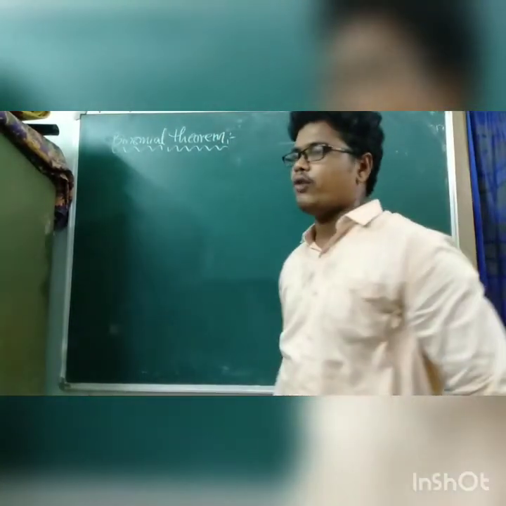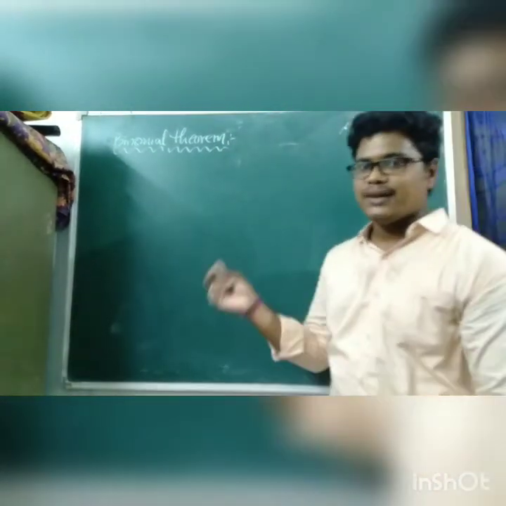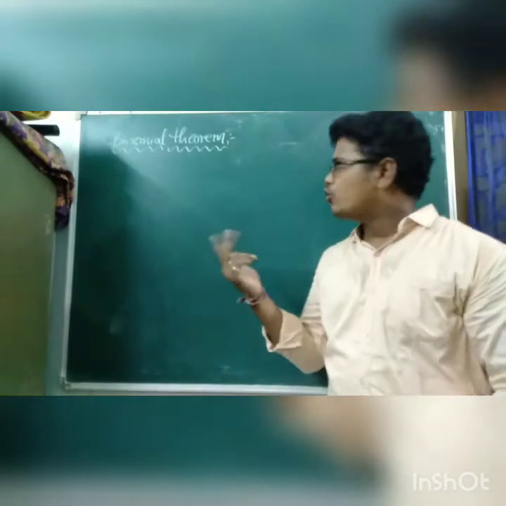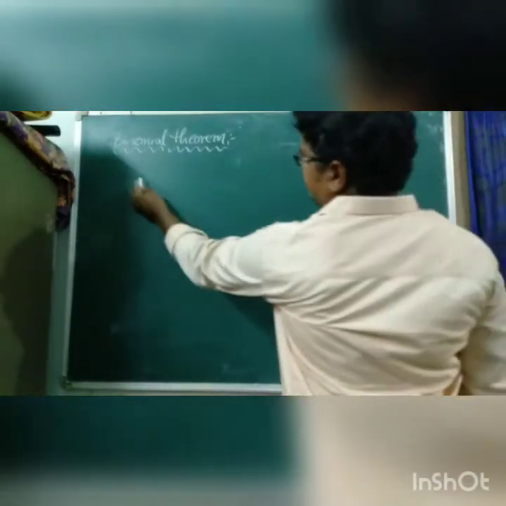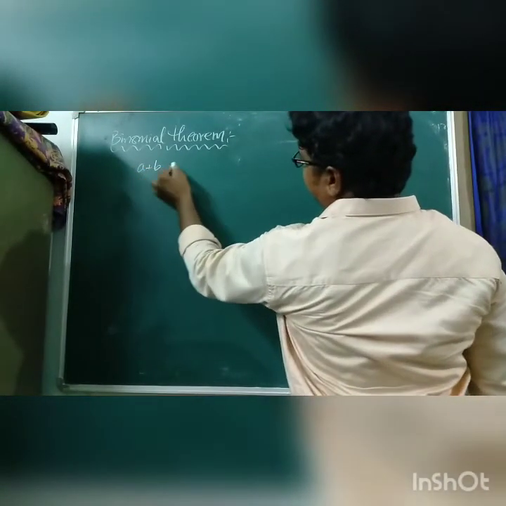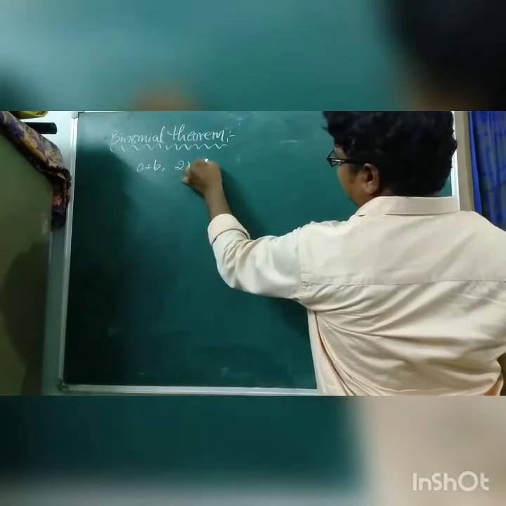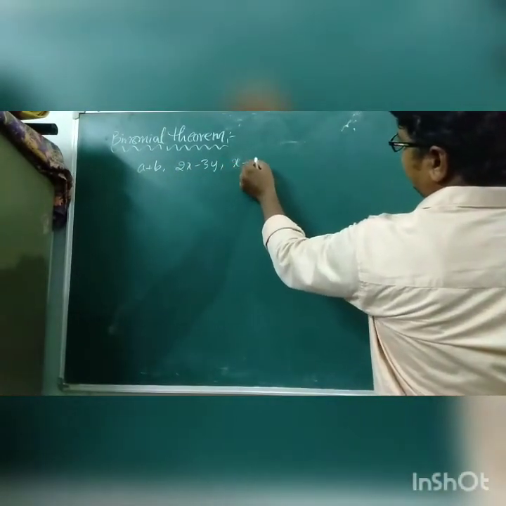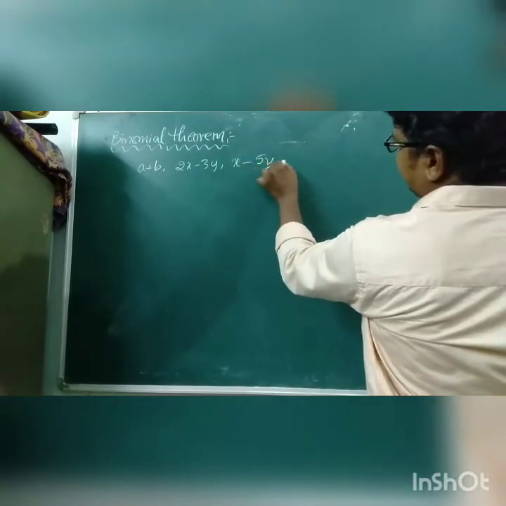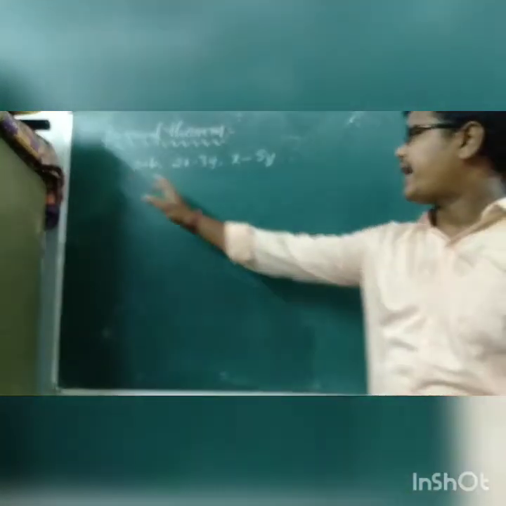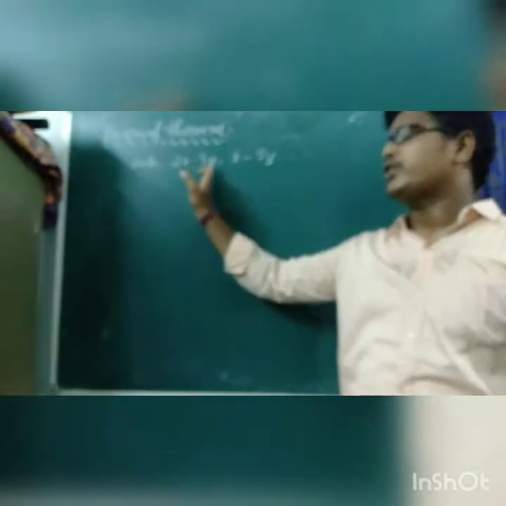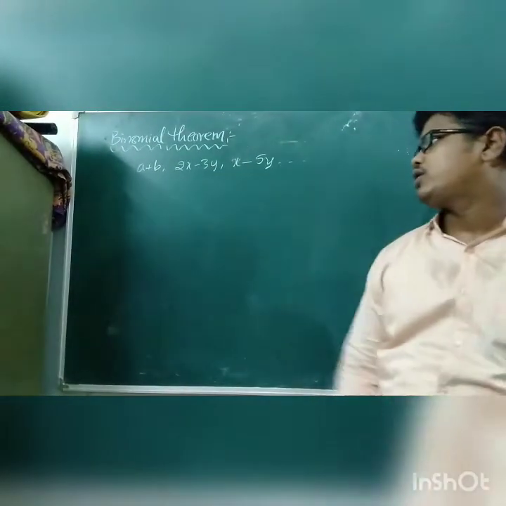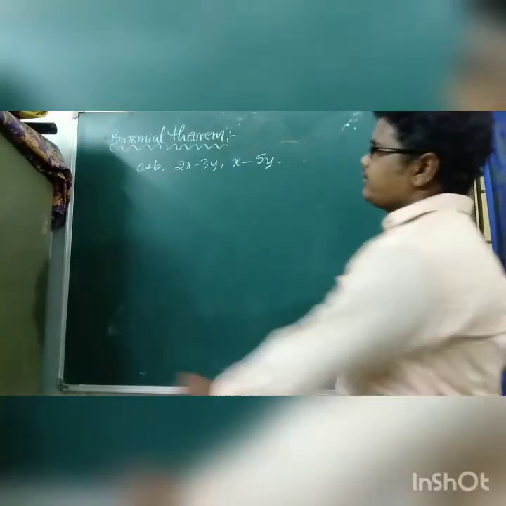Before learning about the binomial theorem, we already know what a binomial is. An algebraic expression consisting of two terms, means we can say a plus b, 2x minus 3y, and x minus 5y, something like that, is called a binomial expression. Okay, what do you mean by the binomial theorem? We are now discussing.